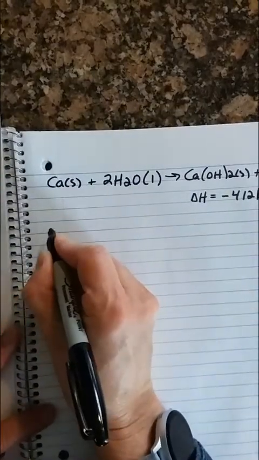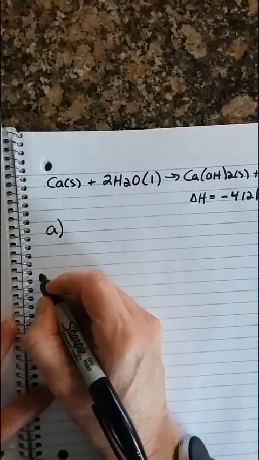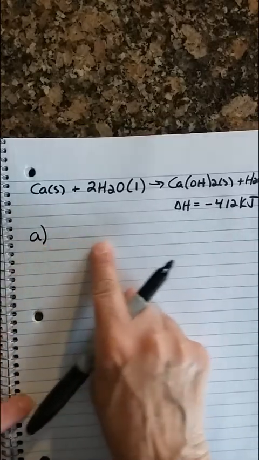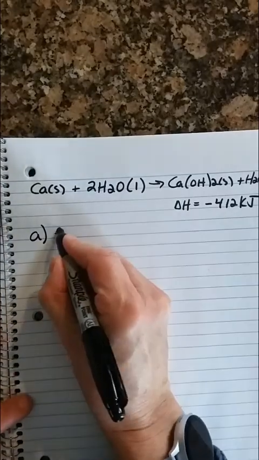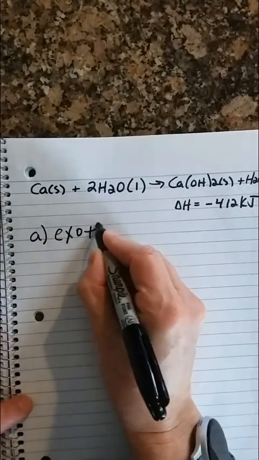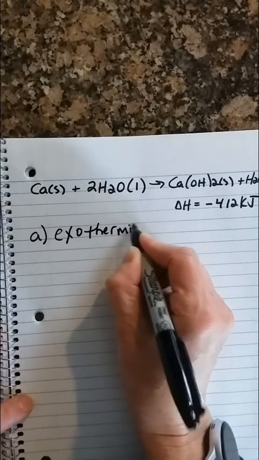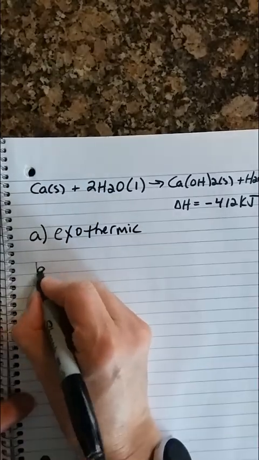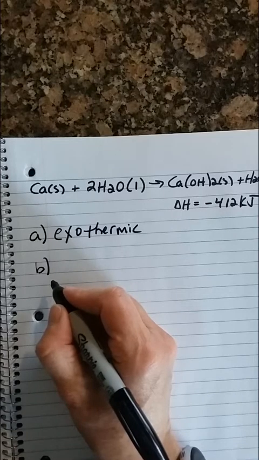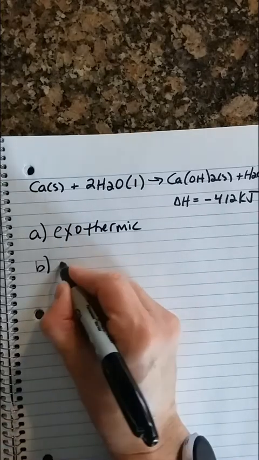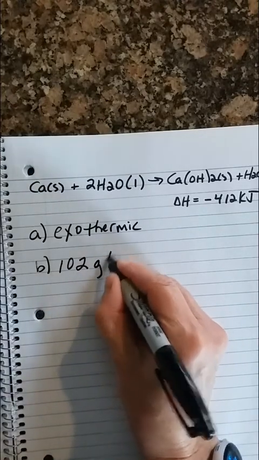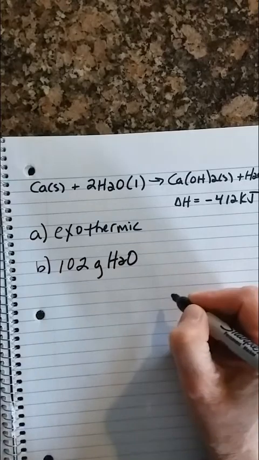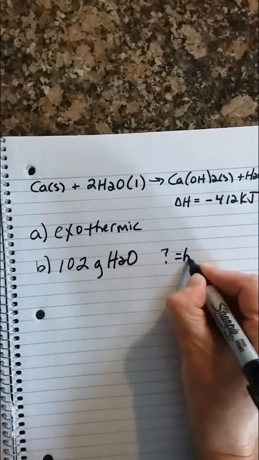For A, it wants to know, is it an endothermic or exothermic reaction? So we go right to the delta H. It's negative. Because it's negative, we say it's exothermic. That's the answer to A. Now for B, we want to know the amount of heat released when 102 grams of H2O is reacted. So 102 grams, and we want to know the heat.